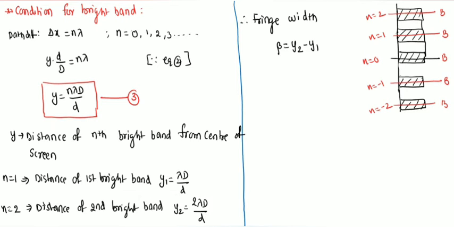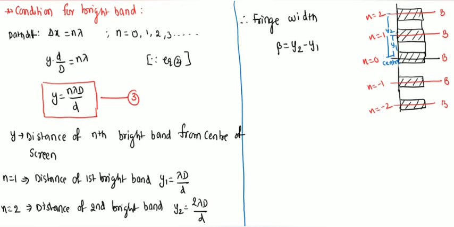Now the distance of the first bright band from the center of the screen. n is equal to 0 is the center. We take it as the center. This is the O. The distance of the first bright band is y1. The distance of the second bright band from the center of the screen is y2.